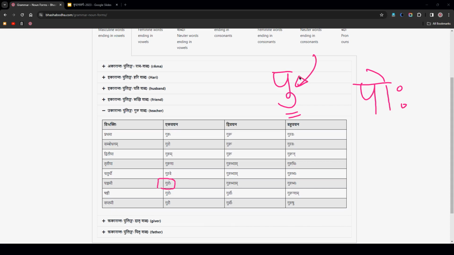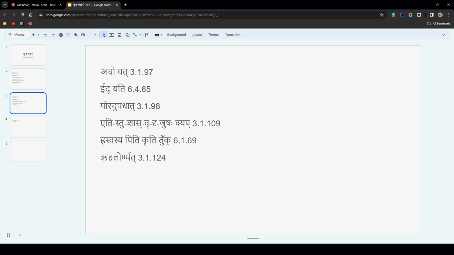Now pu refers to the Pavarga, the letters in the Pa Varga: pa, pha, ba, bha, ma. Those five letters. So what this poho means is, if the ending letter of the dhatu is one of the five letters of the Pavarga, pa, pha, ba, bha, ma. That is the meaning of poho.